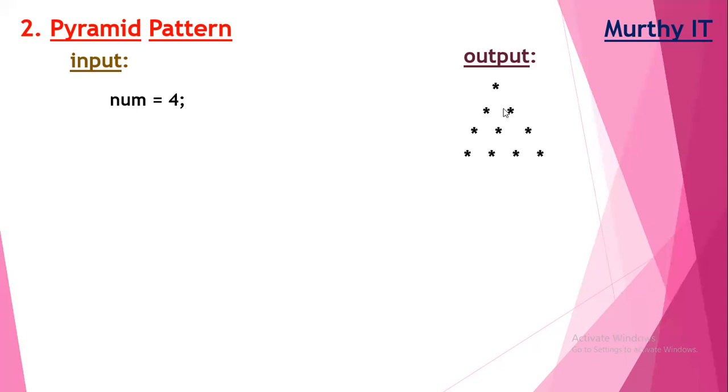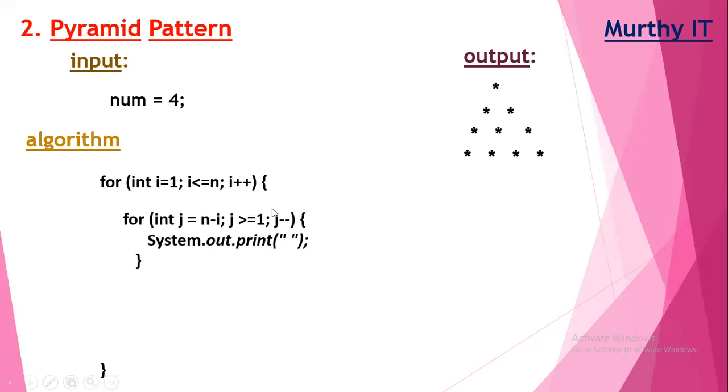So how to write the logic for that? First, we'll take one for loop to represent the rows. For every row, generally we take one outer loop. Then we need to print the spaces. For the spaces, I am taking one for loop. The condition I am putting here is n minus i.